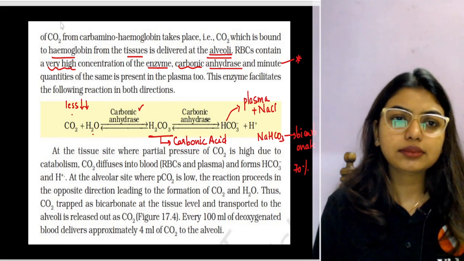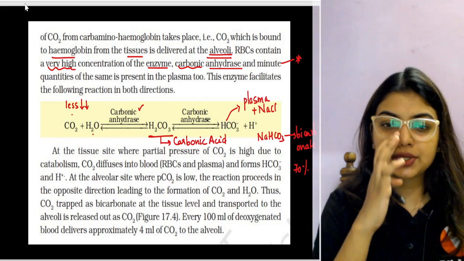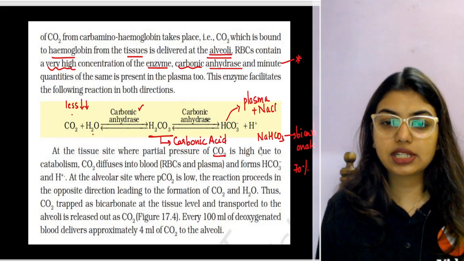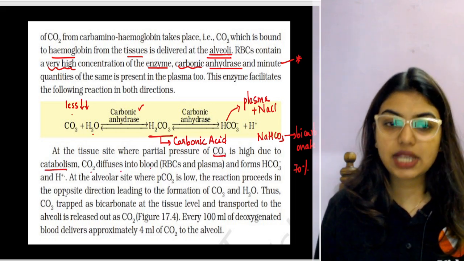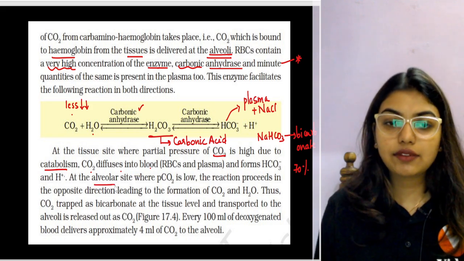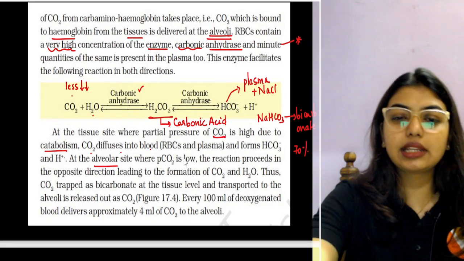Okay. Now see, at the tissue site where the partial pressure of carbon dioxide is high due to catabolism, carbon dioxide diffuses into the blood and forms HCO3 and H+. At the alveolar site, so basically they're telling what happens in reverse. So look here, all of you.